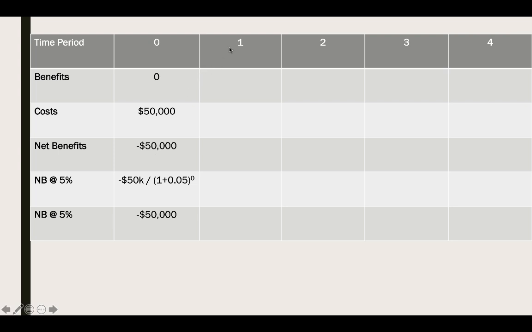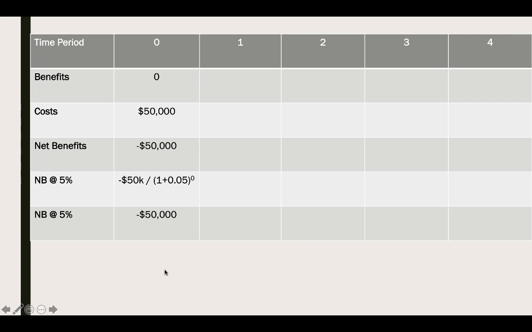Now I have time periods 1, 2, 3, and 4. These are at the end of year 1, end of year 2, end of year 3, end of year 4. So I've got my initial investment. We will always have a year 0. That's my initial investment. And then at the end of year 1, and then going on forward, and you can go forward a few years, you can go forward 5 years, 6 years, 15 years, however many years you want, as long as you can somewhat accurately estimate the cost and the benefits.